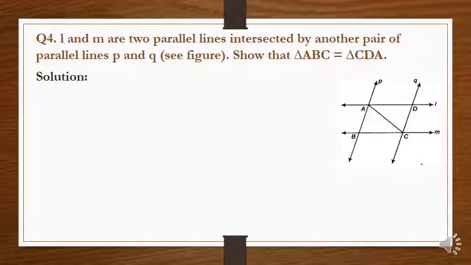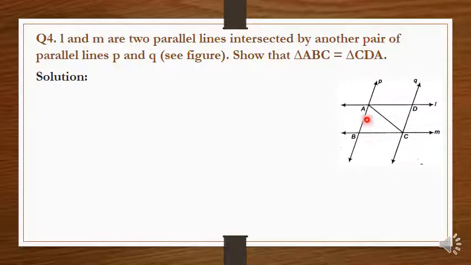Right? Question number 4. L and M are two parallel lines intersected by another pair of parallel lines P and Q. Show that triangle ABC is equal to triangle CDA. So here are two lines. These two lines are parallel to each other, L and M, and here P and Q are also parallel to each other. Now these two sets of parallel lines are intersecting at a few points A, D, C, B, right? So they have formed a quadrilateral in between. See, ADCB is a quadrilateral here, or we can also say it is a parallelogram.